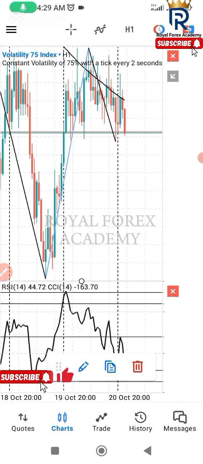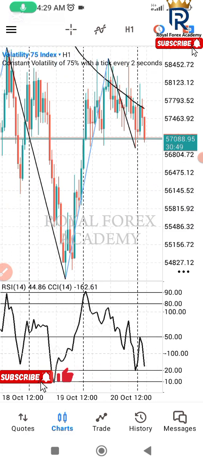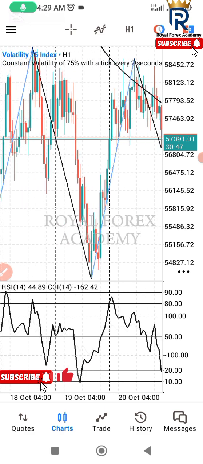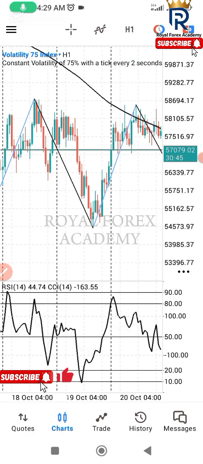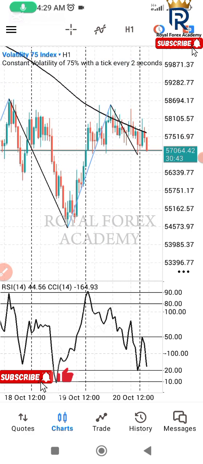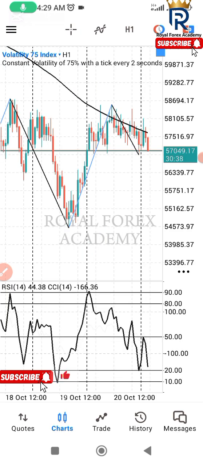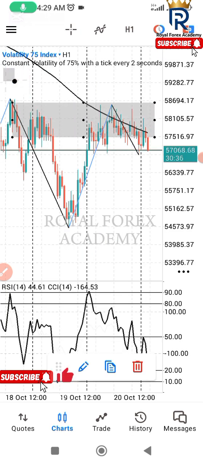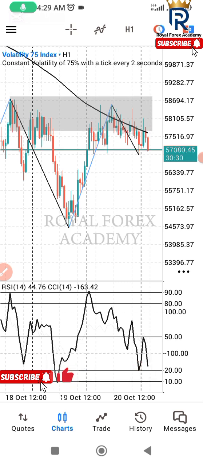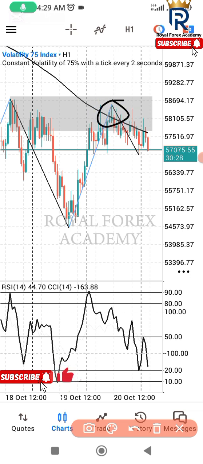This is Crash. This is Volatility 75. And of course, remember we said we begin to consider these things around the zone. So here now, this is a typical resistance zone, right? And this resistance zone coincides with our 200 moving average. So when price is here, we are looking for an entry to sell.